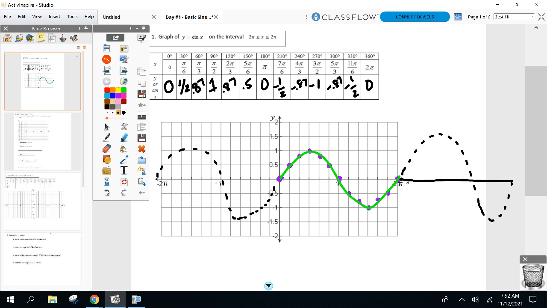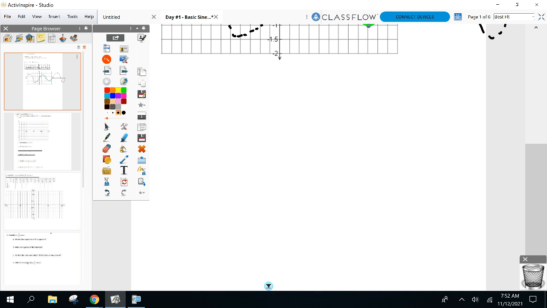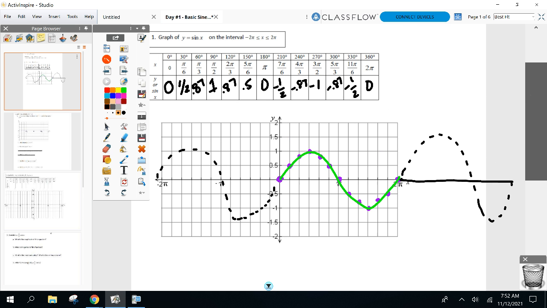Not the best, but we get the idea. It's going to keep repeating itself. But this right here, what you guys have graphed, is one full sine curve. Okay, one full sine curve. All right, let's write down a couple facts about it, because this will help us out.